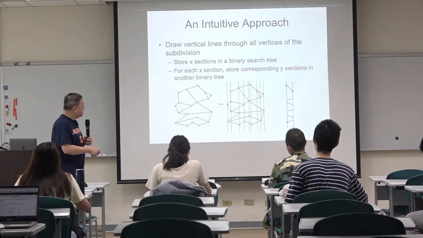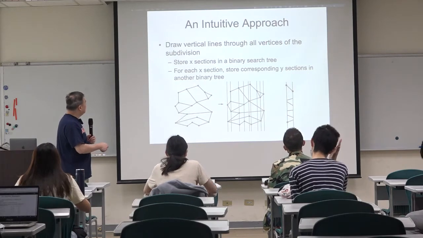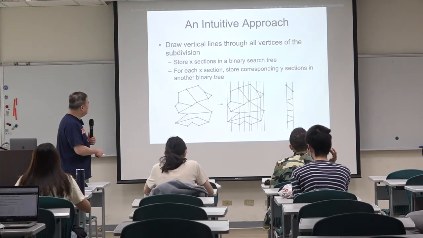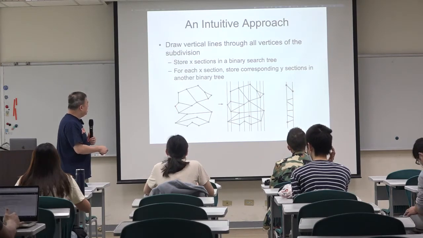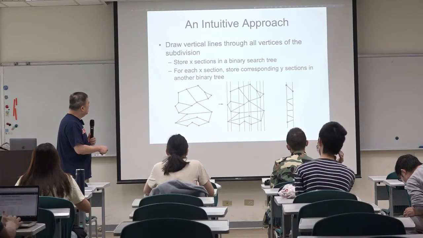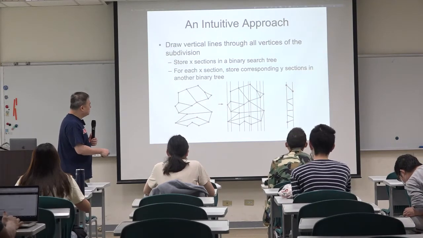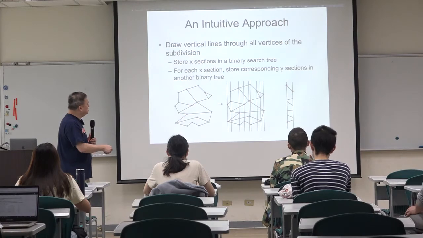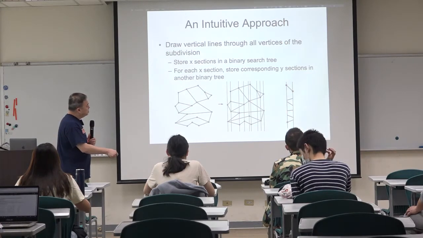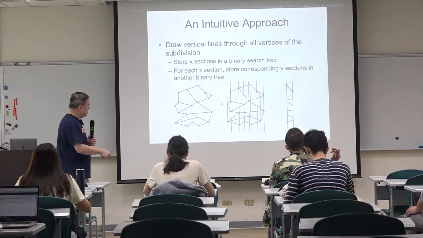So basically, if we induce a vertical line from every vertex, then it's going to cut your space into a number of slabs. Each of them will look like this, right?